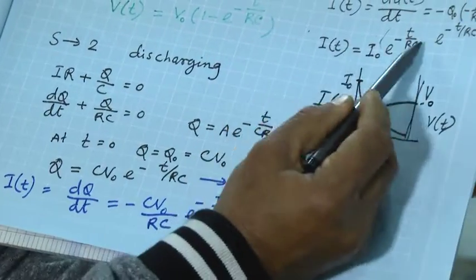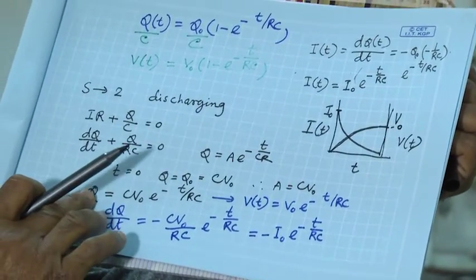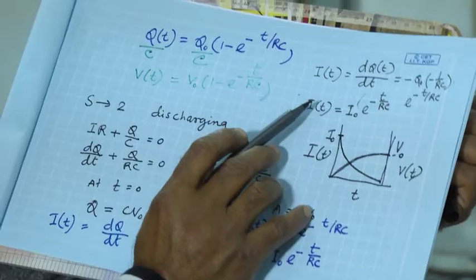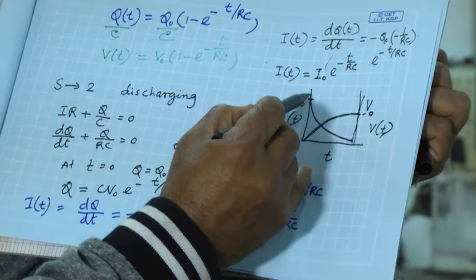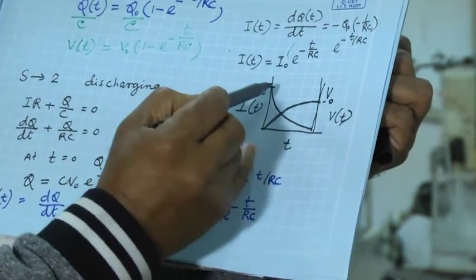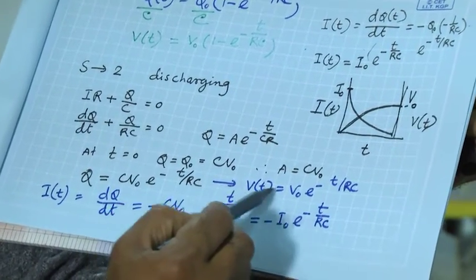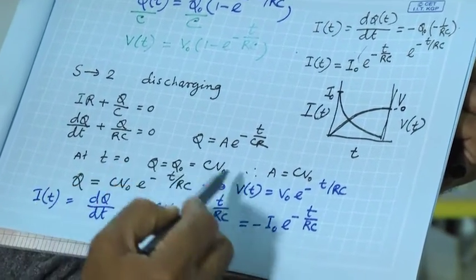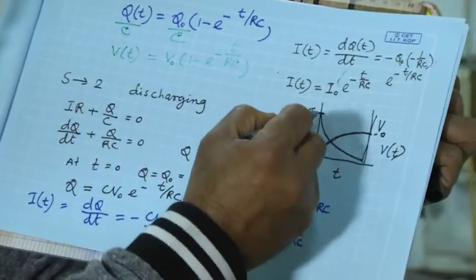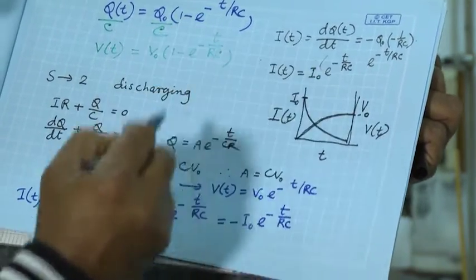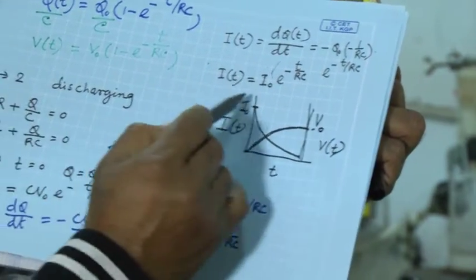In case of discharging, the charge follows the same form as the current in the charging case. So this equation, its variation will be like this. That means charge will decay exponentially, and the corresponding voltage expression is this. As I told, the charge and voltage variation will be in the same way. So charge and voltage will decay with time.